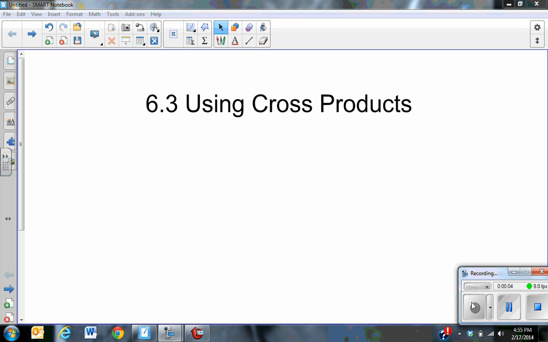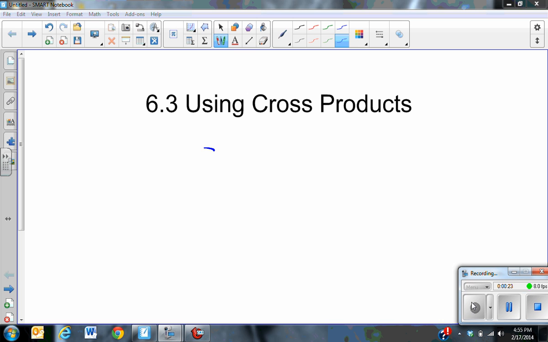Okay, so today we're going to expand our understandings of proportions and learn something called a cross product, which is just going to make solving proportions so easy and fun. Yay! All right, so let's start with a proportion that we know is true.